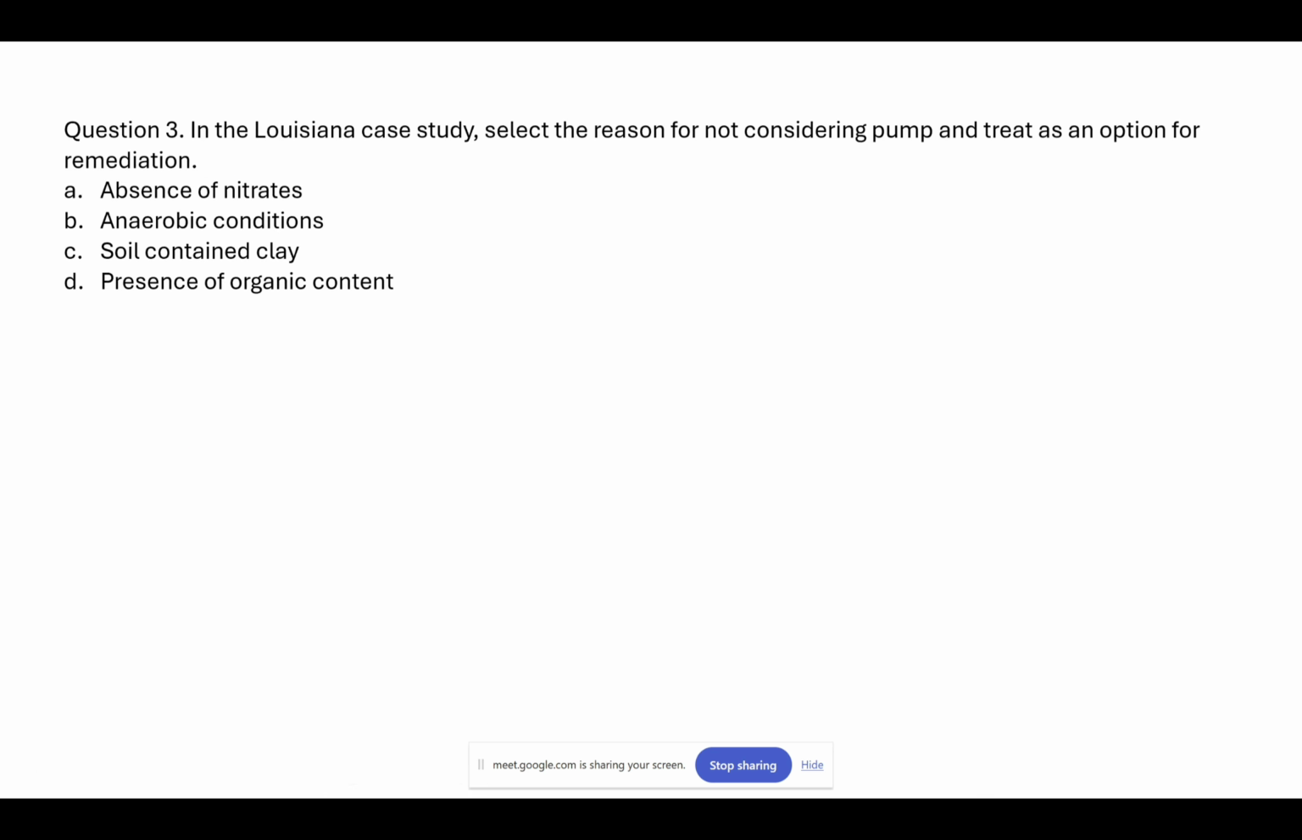So the question is, in the Louisiana case study, select the reason for not considering pump and treat as an option for remediation. So why was pump and treat not considered for remediation? First option is absence of nitrates. B is anaerobic conditions. C is soil contained clay, or D is presence of organic content. So again, I will give you all 4 minutes. Just take your time, write the option in the chat box, and then we will discuss.